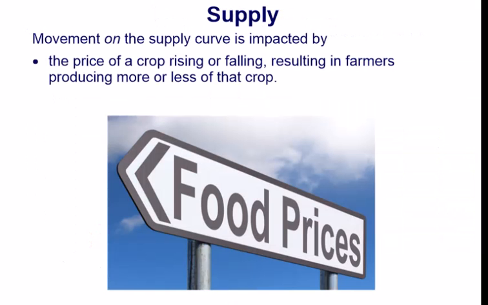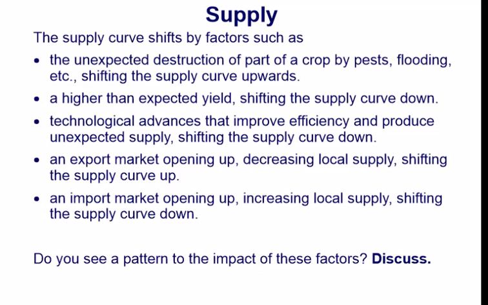Movement on the supply curve is impacted by the price of a crop rising or falling, resulting in farmers producing more or less of that crop. The supply curve shifts by factors such as the unexpected destruction of part of a crop by pests, flooding, etc., shifting the supply curve upwards. A higher than expected yield shifts the supply curve down.